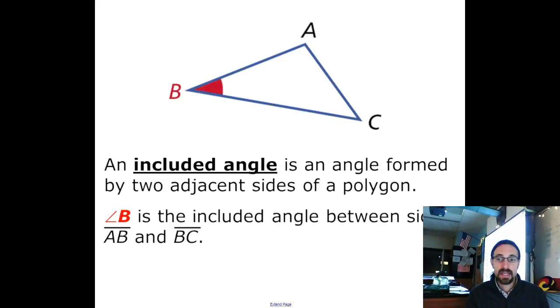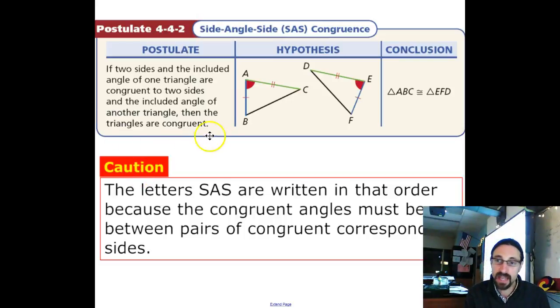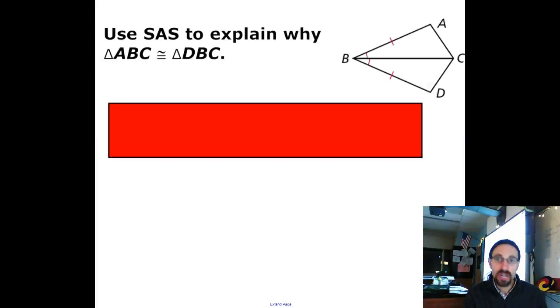The next one we want to look at is called side, angle, side, and the key here is that you have an included angle, and an included angle is the angle formed by 2 adjacent sides of a polygon. So again, B is the included angle between sides AB and BC. So this is what this postulate looks like. And again, if you've got a side, angle, side in order, congruent to another triangle's side, angle, side, then you know those 2 triangles are congruent. And again, the letters SAS are written in that order because the congruent angles must be between pairs of corresponding sides. So here's what it looks like.